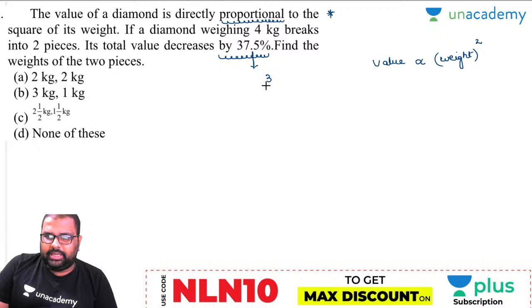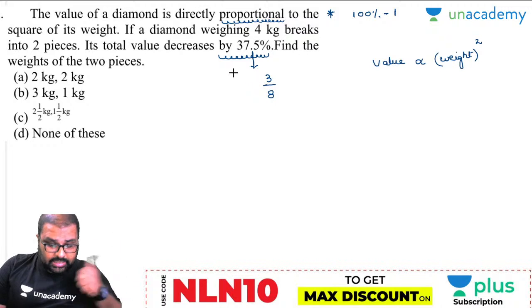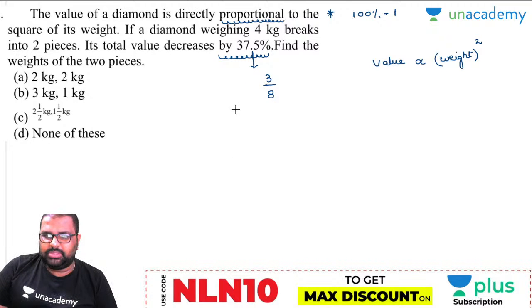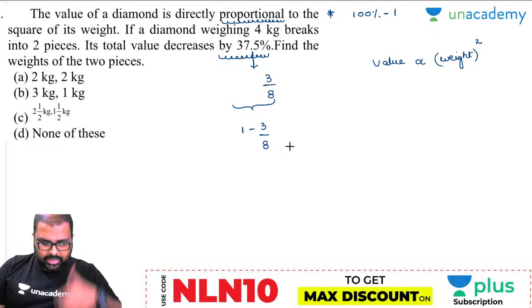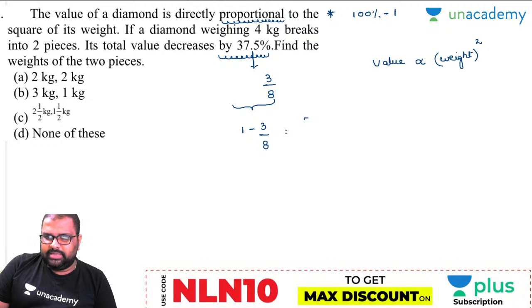Now everybody knows how much is 37.5% in fraction. Is it 3 by 8? Yes. Am I right? So see here, I will take my 100 percentage value as 1. Now it is decreased by 37.5 percent. So what will be the final value? 1 minus 3 by 8. Am I right or wrong? If it is decreased by 37.5%, the remaining value will be how much? Is it 5 by 8? Please let me know, yes or no.